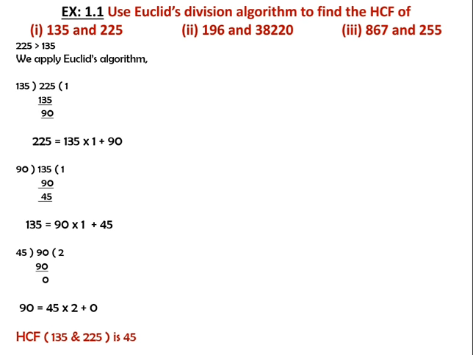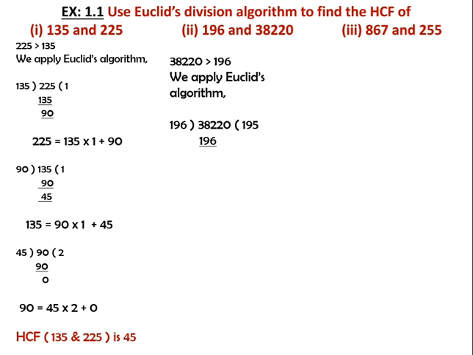Second subdivision, 196 and 38220. Okay. 38220 is greater than 196. We apply Euclid's algorithm. A is greater than B. So dividend is 38220 and divisor is 196. 196 1 times are 196. Balance 186. So move down the 2.